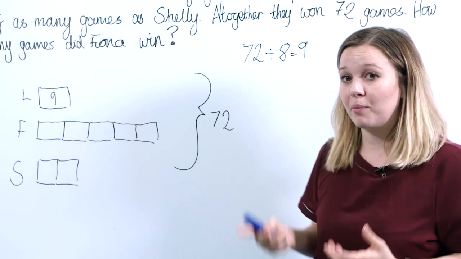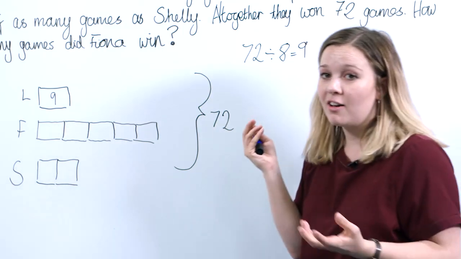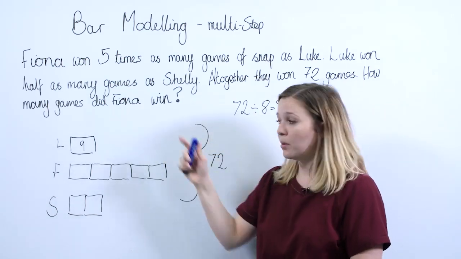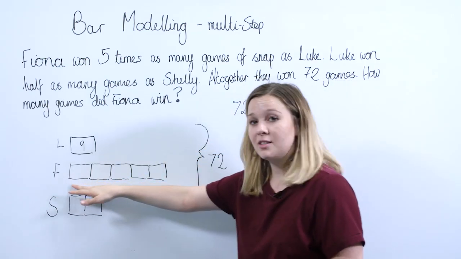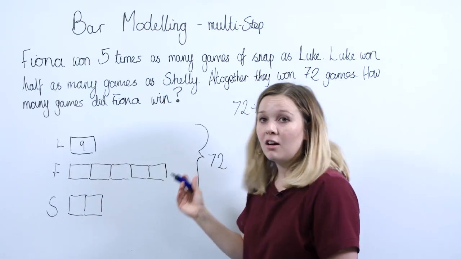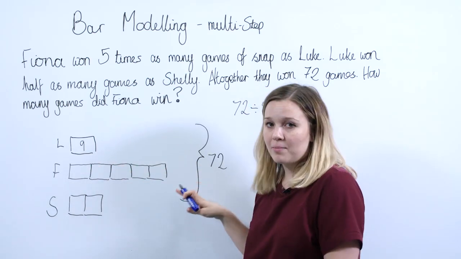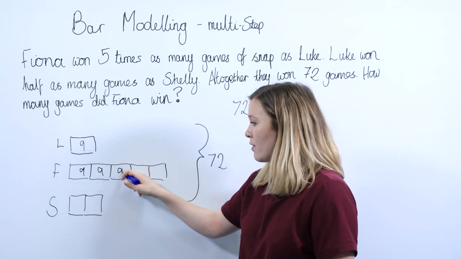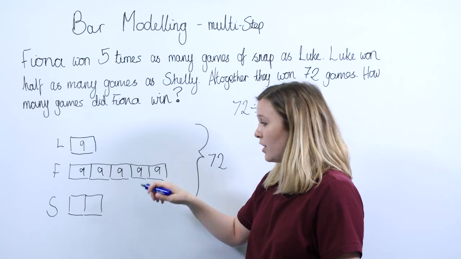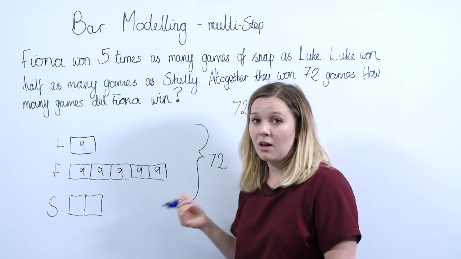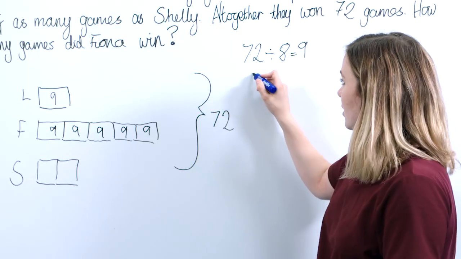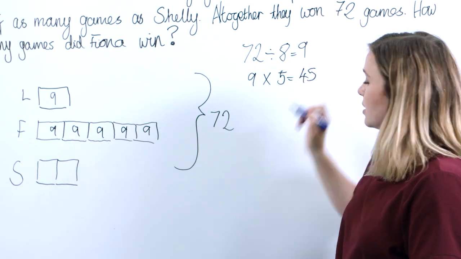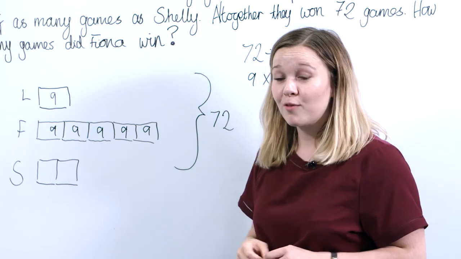Pupils shouldn't stop there though, we need to go back to the question, what did it ask them to do? Altogether they won 72 games, how many did Fiona win? So here we need to look at this bar here, and you need to ask pupils, how can I work out how many games Fiona won? And they should be able to tell you that because there are 5 equal parts in Fiona's bar, they just need to do 9 times by 5. So 9 times by 5, which will give you 45. So they can tell you that Fiona won 45 games of Snap.